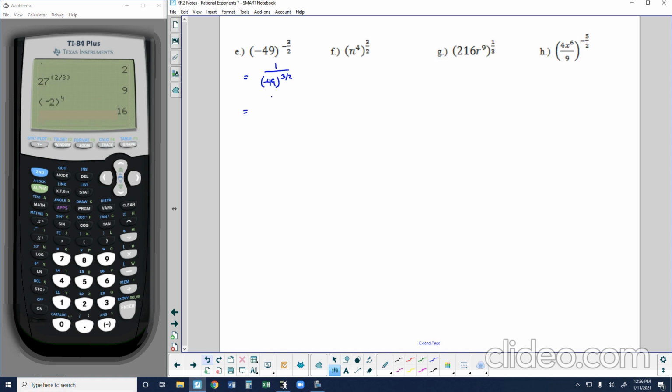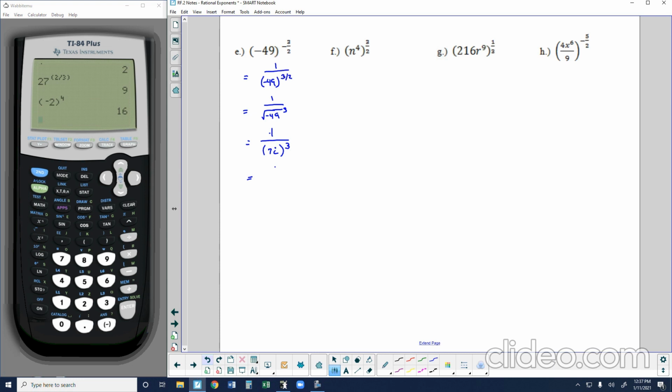So now I would have 1 over, if I want to write this as a root, the square root of negative 49, because the 2, the denominator, would be the index of my root, to the 3rd power, the numerator of the rational expression. The square root of 49, we should know, is 7i. So remember, if you take the square root of a negative number, you're going to have an imaginary answer. So my answer here is going to be 1 over 7i cubed.